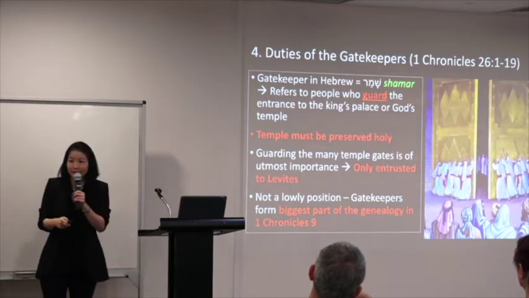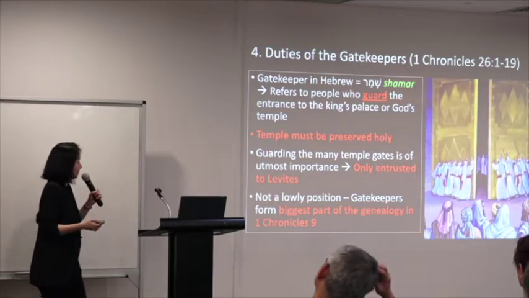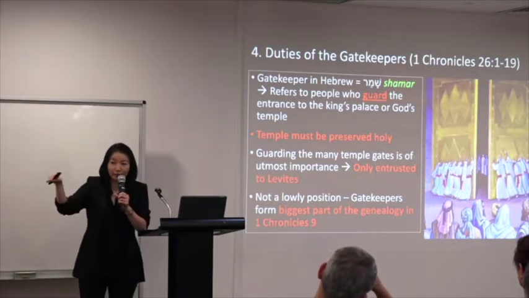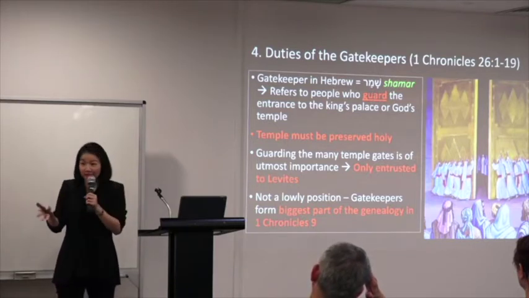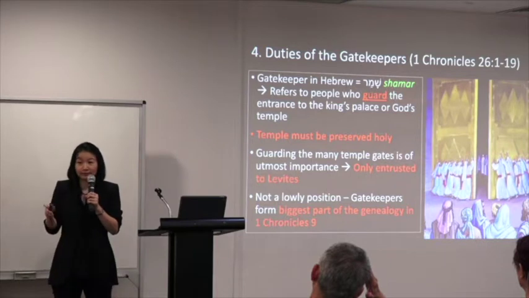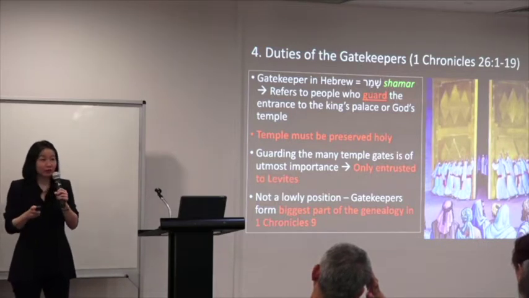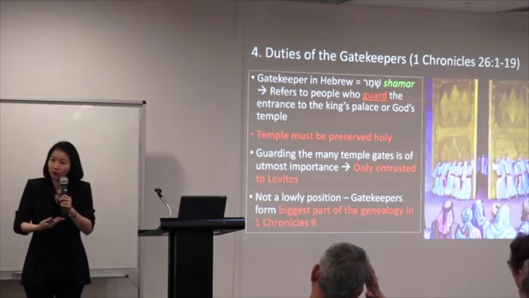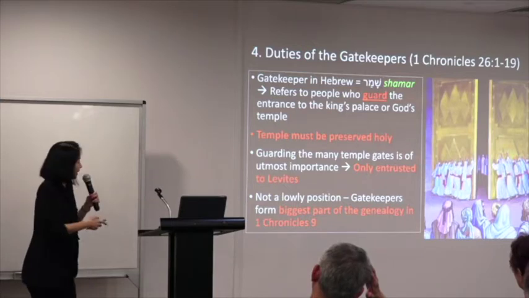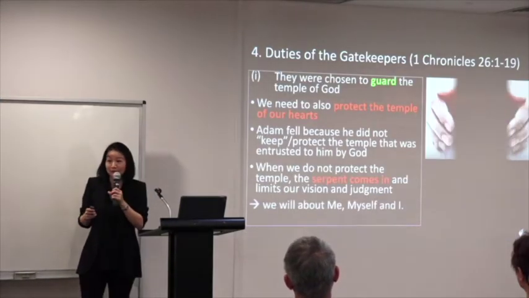So why must we guard the temple? Who's going to rob it? It must be kept and preserved holy. So there are many temple gates. And all these temple gates are only entrusted to Levites to open and close it. So it is not a lowly position, because 1 Chronicles chapter 9 records the greatest number of names from gatekeepers. So let's take a look at the gatekeepers. What are their duties? Number 1, to guard.